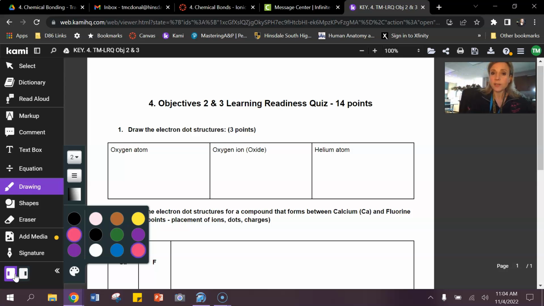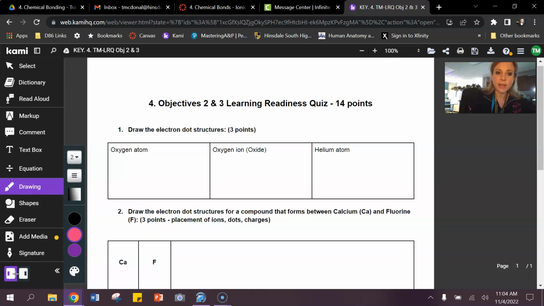So to draw the electron dot structure for the oxygen atom, we're going to draw our abbreviation for oxygen, which is O, and oxygen is in column 6. It has 6 valence electrons. So I'm going to draw 6 dots for those valence electrons, like so. Notice that you should have 2 electrons that don't have a partner. So that's the oxygen atom.